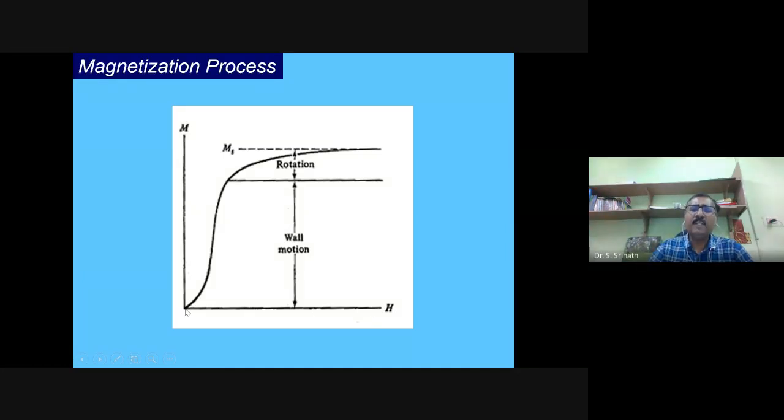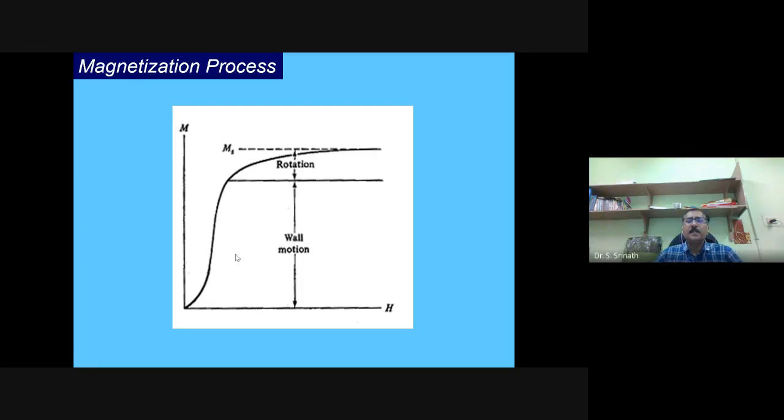But when you apply the magnetic field, the magnetization initially grows, then it grows very fast, and finally it saturates. There are two main processes involved in magnetization. The first process deals with domain wall motion.